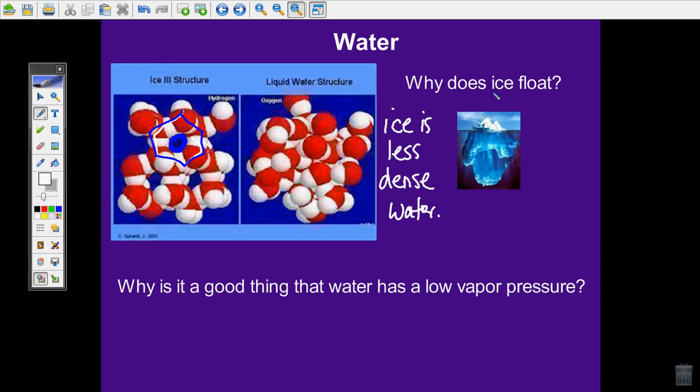Which is a good thing, because if ice didn't float, you wouldn't have any aquatic life, because the bottom of the lake would be frozen, and the fish and everything else that lives in there couldn't survive winters. So you wouldn't have any marine life.